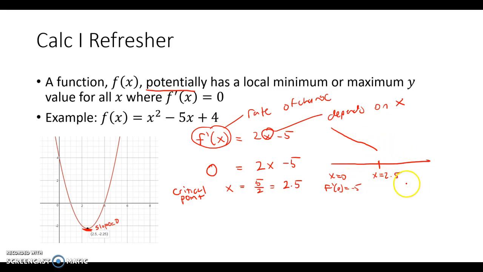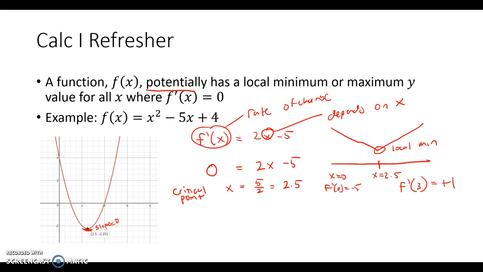So I can pick another point to the right of x equals 2.5. Let's say, what's the slope when x equals 3? I can pick any value, and I want to pick the easiest one I can, so I'm going to pick a whole number. 2 times 3 is 6, minus 5 is positive 1. I don't really care about the value, I care about the sign. So I see that the rate of change is positive, which means the function is increasing. Therefore, at x equals 2.5, I have a local min. Great, so we have a local minimum there.